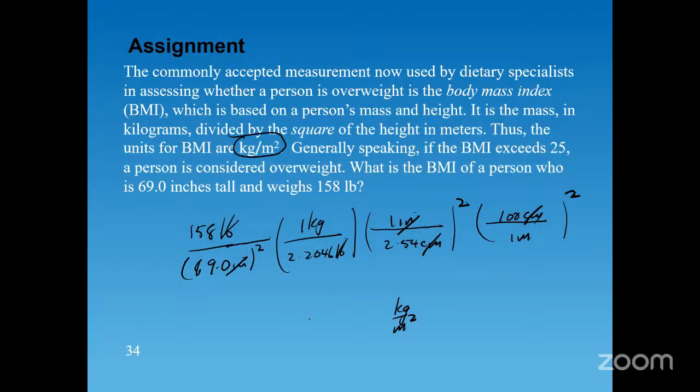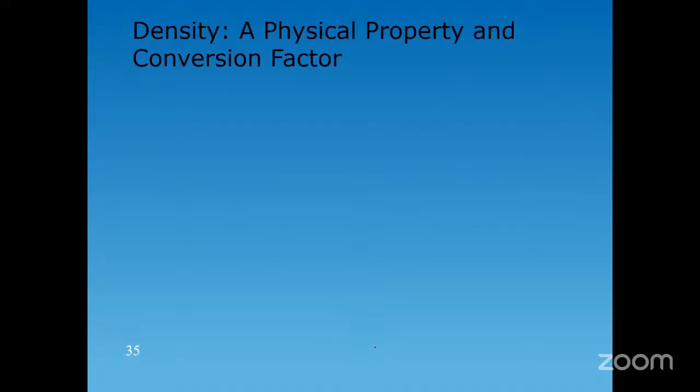So the answer I got, and please correct me if I'm wrong, if you got something else, but I got, now how many sig figs do I need to round this off? 3. So 23.3 is the answer I got. All right. Any questions about this? Questions? Any questions? Okay, and I think there's one more topic in this chapter, and that is density.